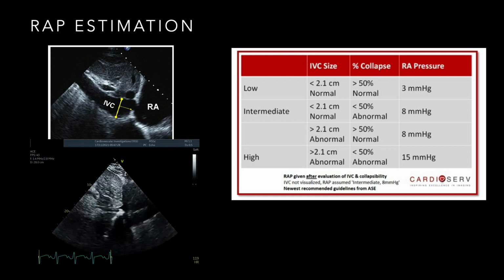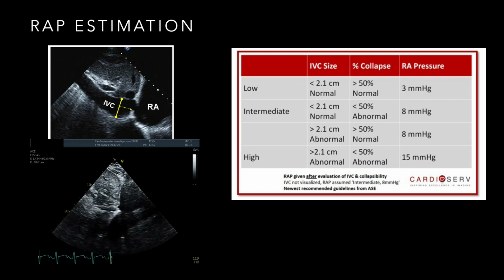At the other extreme, if the IVC is greater than 2.1 centimeters in diameter and has less than 50% collapsibility, then that indicates a high right atrial pressure, and we would add 15 millimeters of mercury. And then everything else in the middle is kind of mid-range stuff, and we would add 8 millimeters of mercury to what we had calculated from the TR peak velocity.